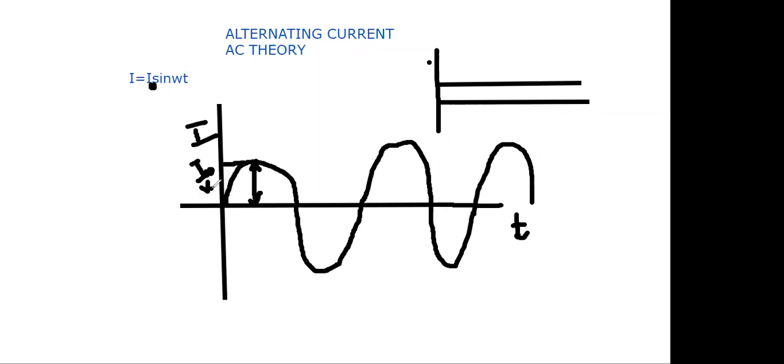I don't want to draw two diagrams. So here would also have been V naught, which is the peak voltage. So now the voltage will now become.